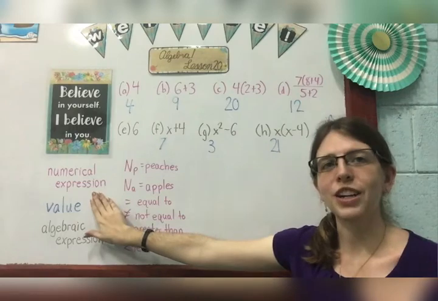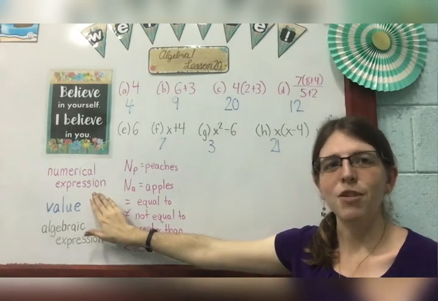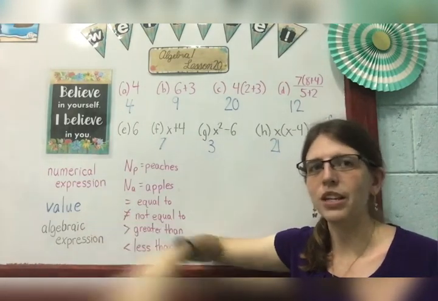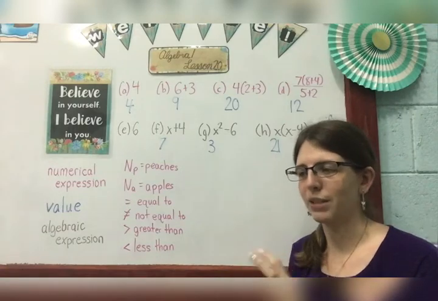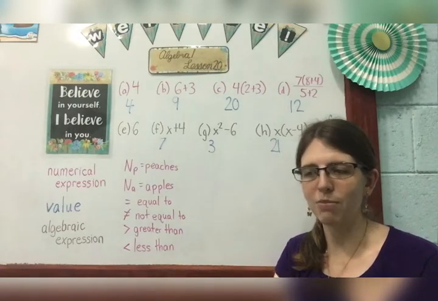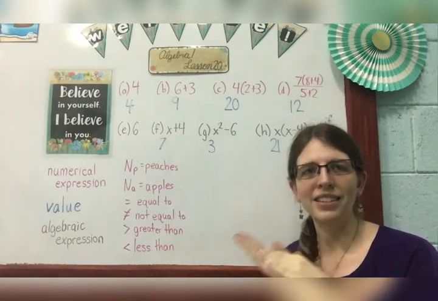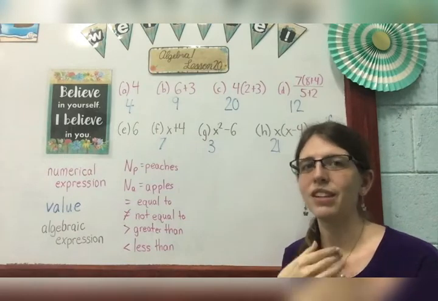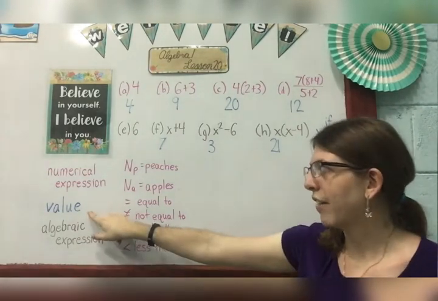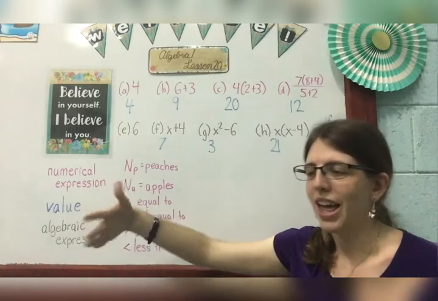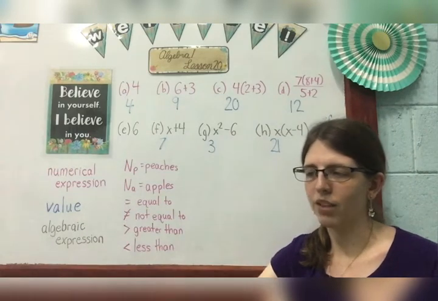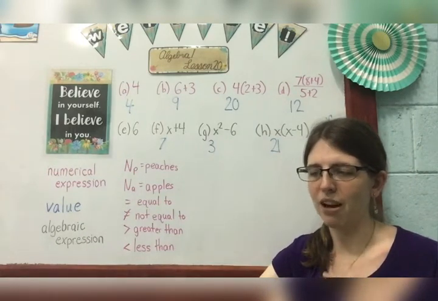the vocabulary term numerical expression. A numerical expression is when we use numbers to express something. It's a meaningful arrangement of numbers and symbols that designate a specific value. So the value is what the numerical expression stands for. The value is that one specific number.